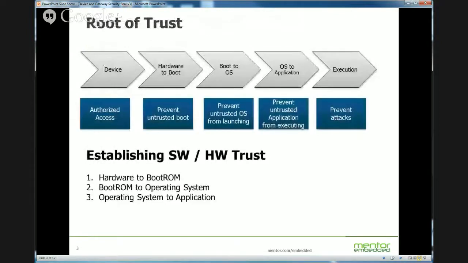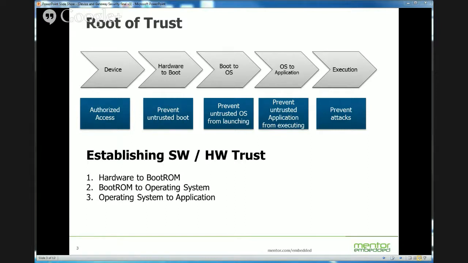So there's this concept of the root of trust. If we look at the boot time threats, essentially, a device's initial line of defense is controlling access, of course. But once the device is booted, there is a need to prevent anything that's not trusted. We certainly don't want that to be used on the system to boot the system.